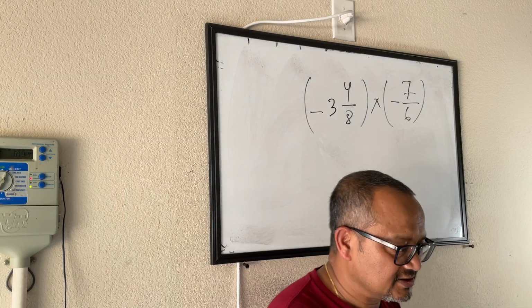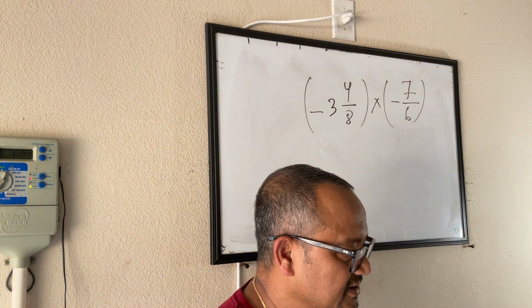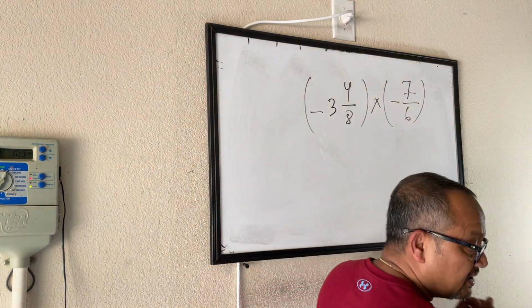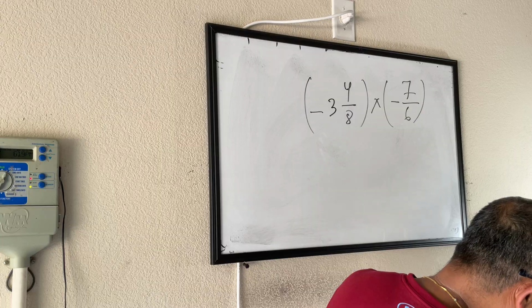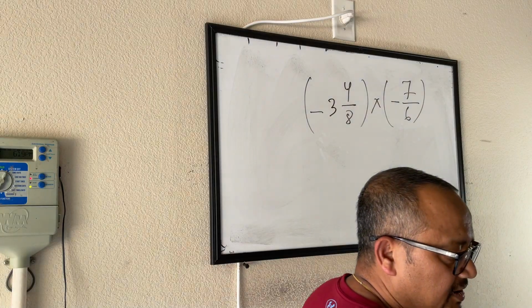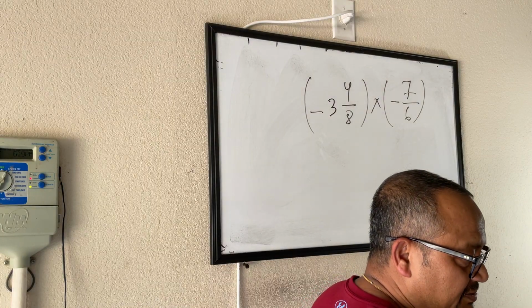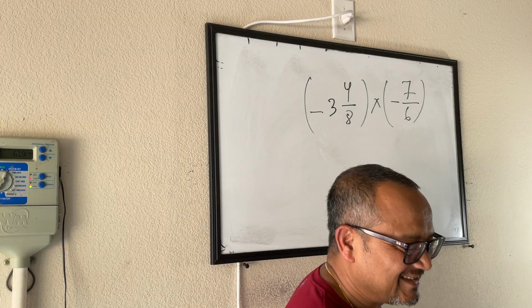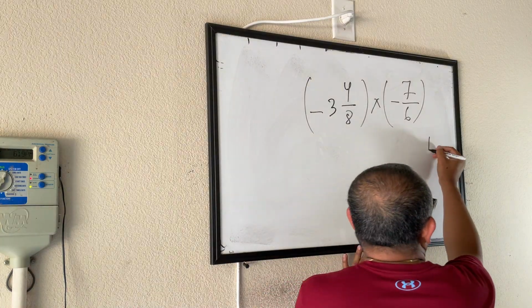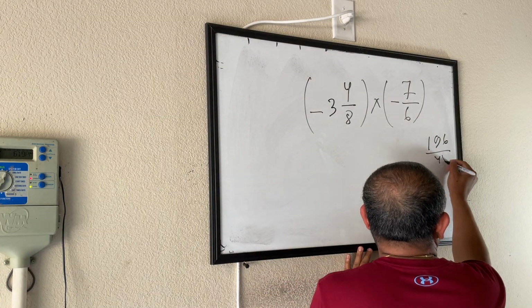Yes, Dikshita. I've got 196 over 48. A little louder, brother. One more time. You're talking to the mute button, not me. 196 over 48. Okay.